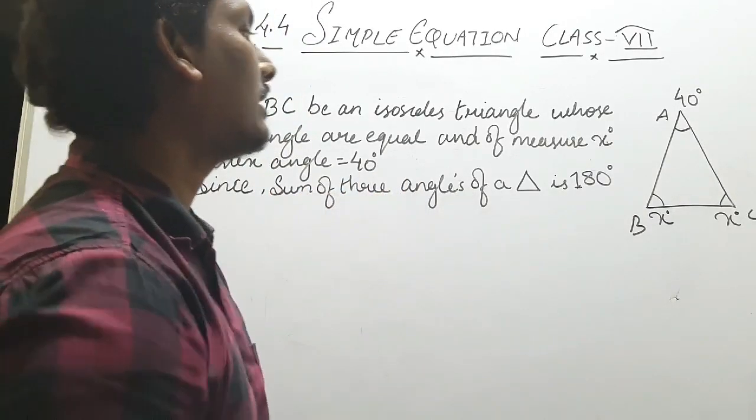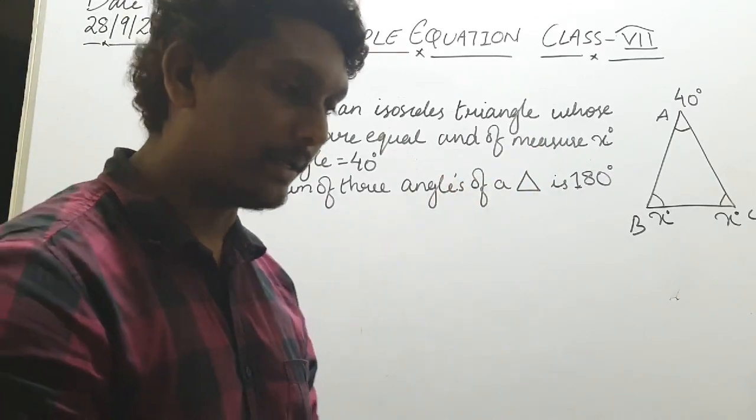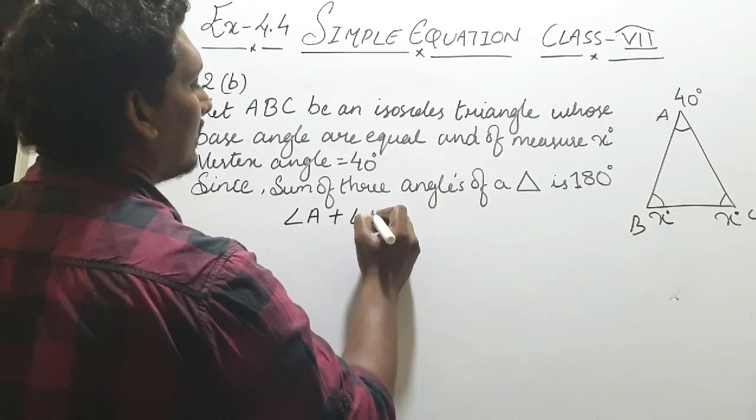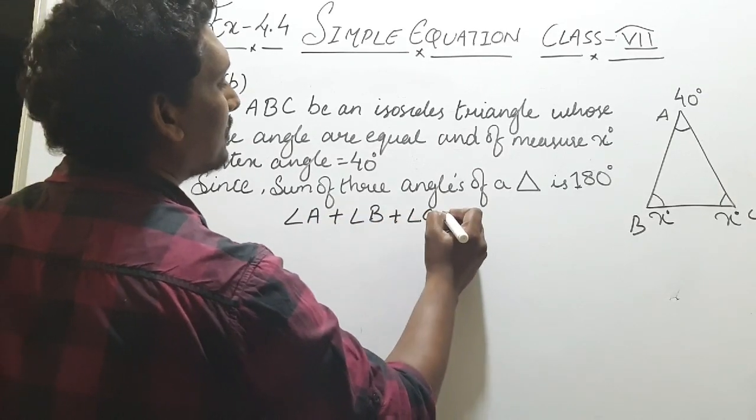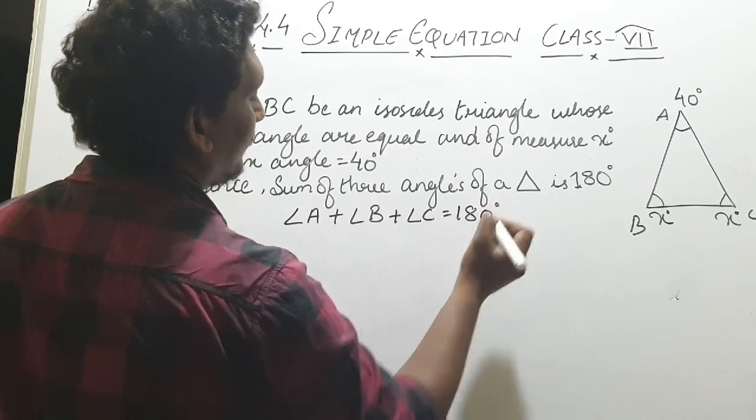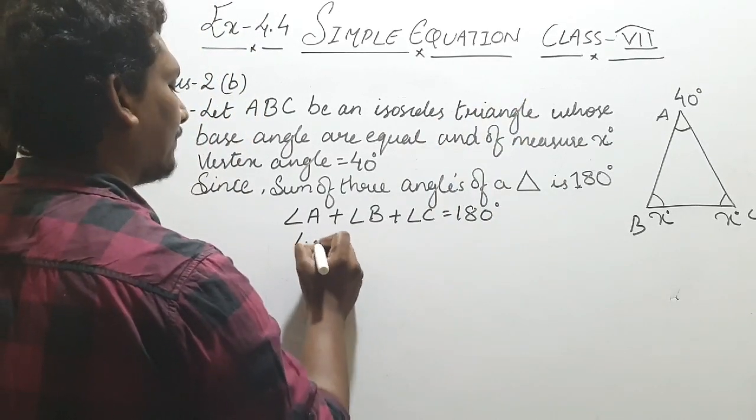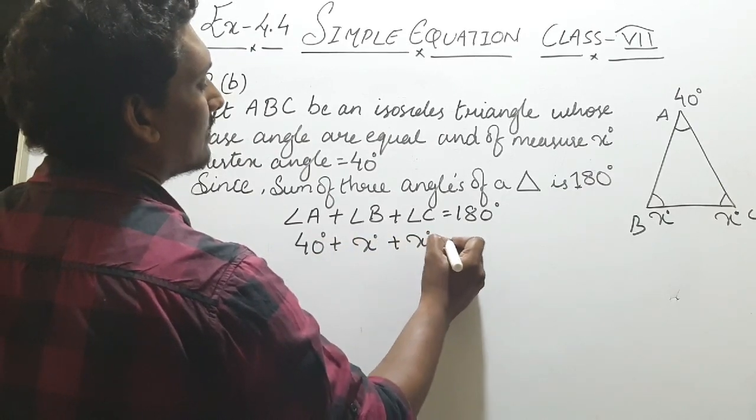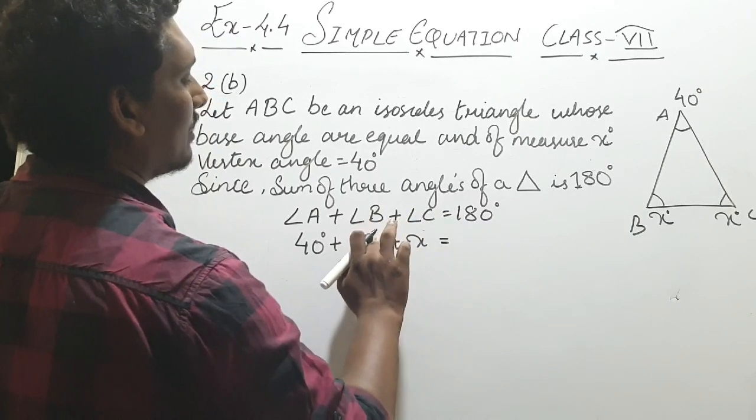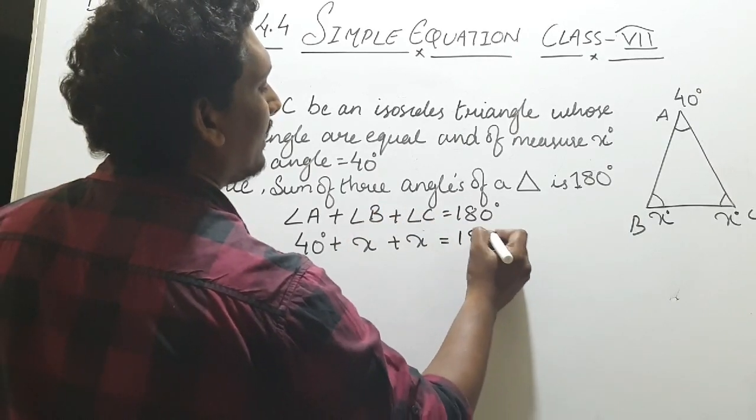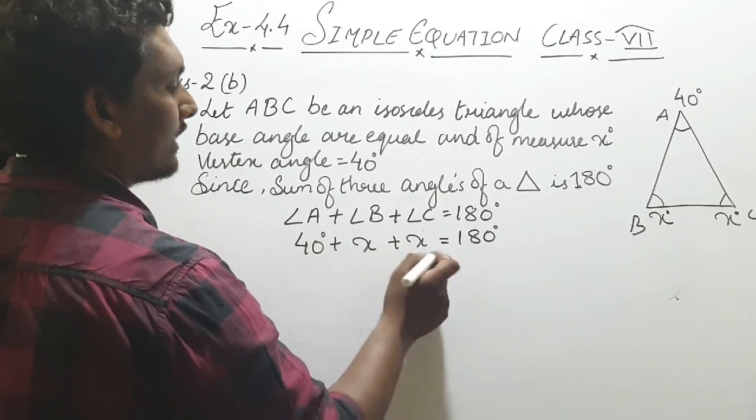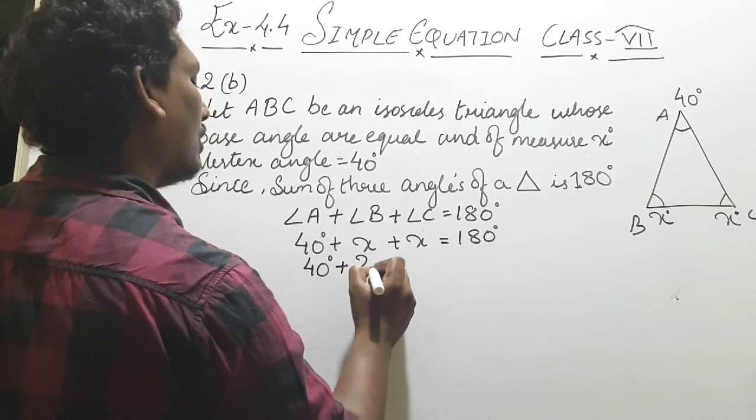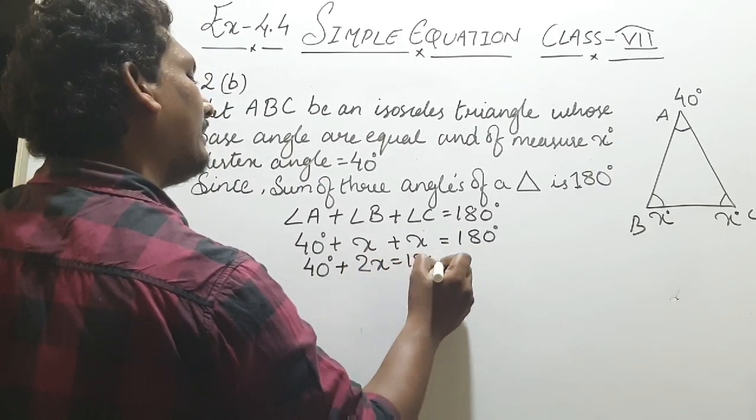The sum of the three angles of a triangle is 180 degree. So here angle A plus angle B plus angle C is equal to what? 180 degree. So here our angle A is 40 degree plus x plus x, I'm writing what it gives, 180 degree, right? So how many x are here? 2x here. So we can write it like this: 40 plus 2x is equal to 180 degree.